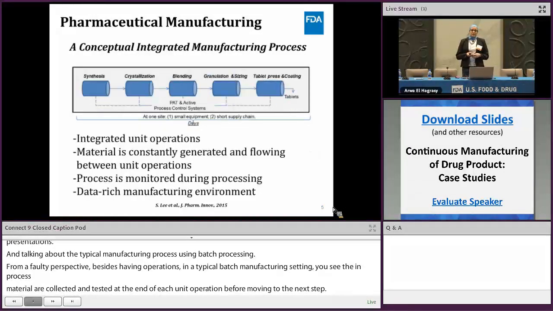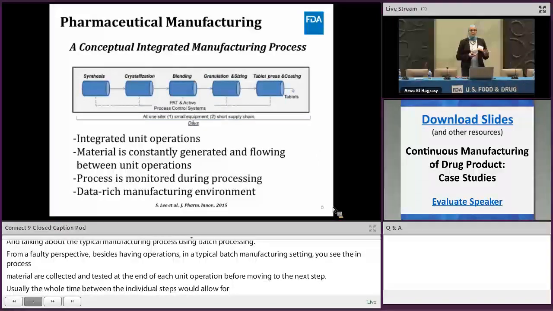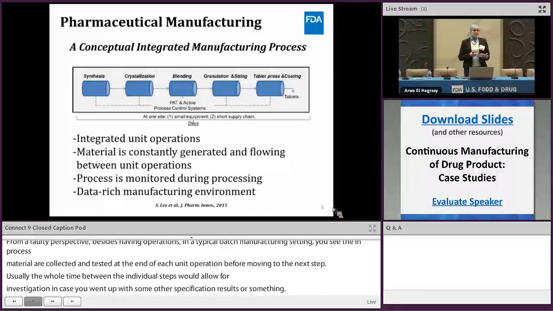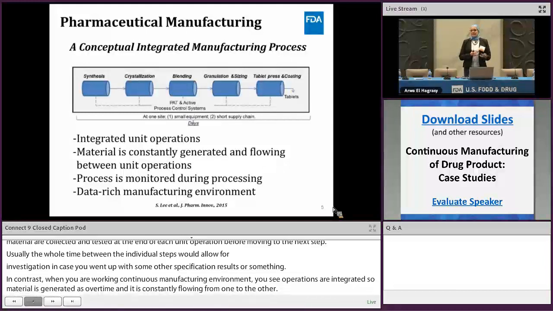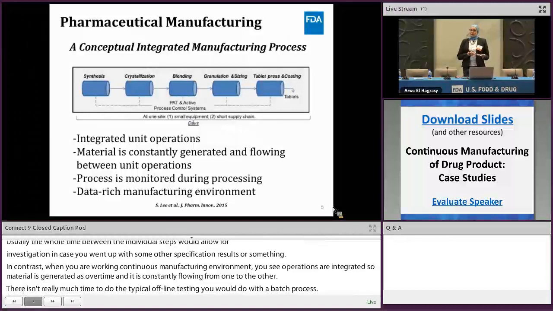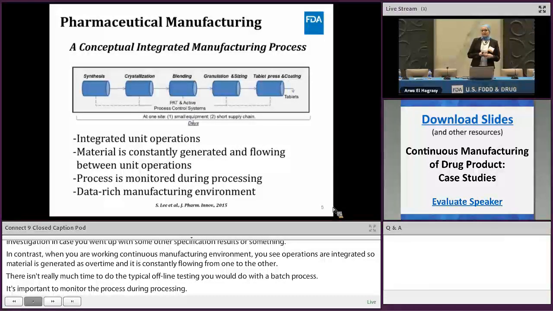In contrast, when you're working in a continuous manufacturing environment, you see that all the unit operations are integrated, so material is constantly generated over time, and it's constantly flowing from one part of the line to the other. So there isn't really much time to do the typical offline testing that you would do with a batch process. And so it's important to monitor the process during processing, and that would generate a data-rich manufacturing environment, which really heightens the quality assurance for this type of manufacturing process because of the constant monitoring that is taking place.